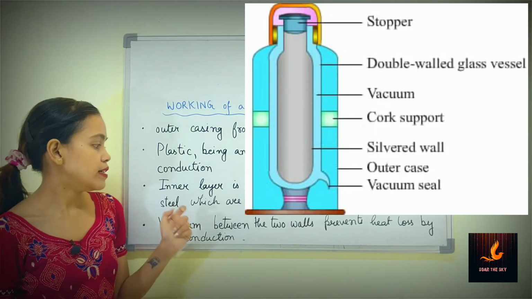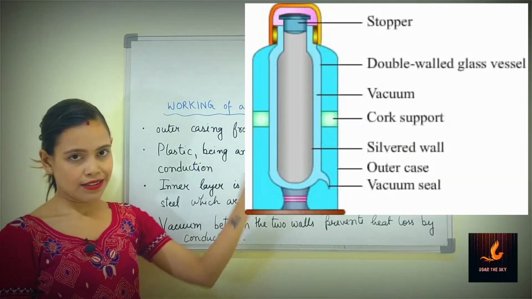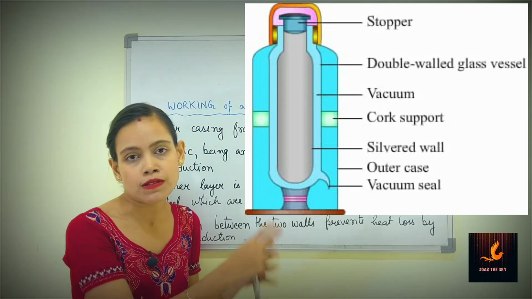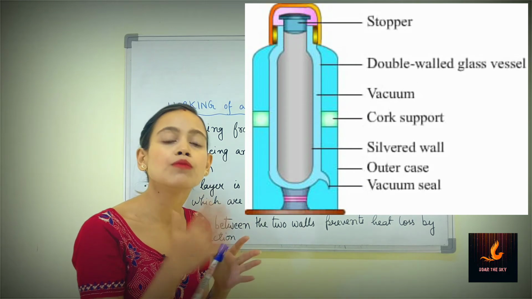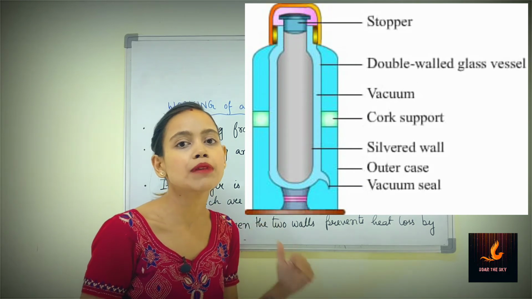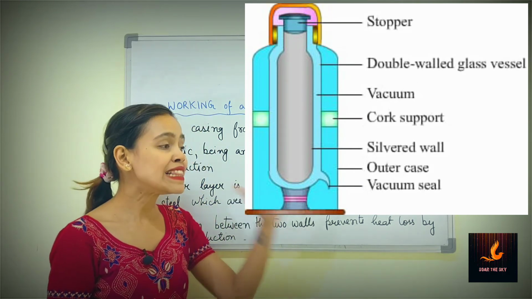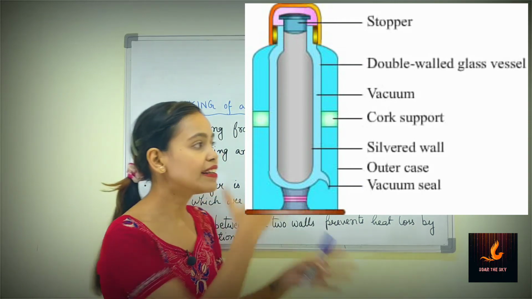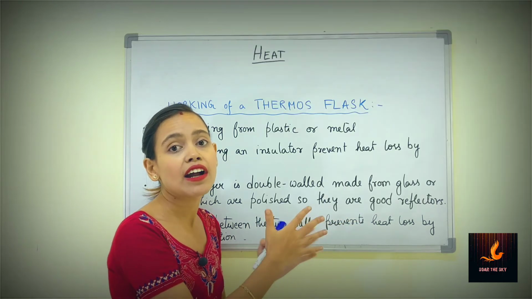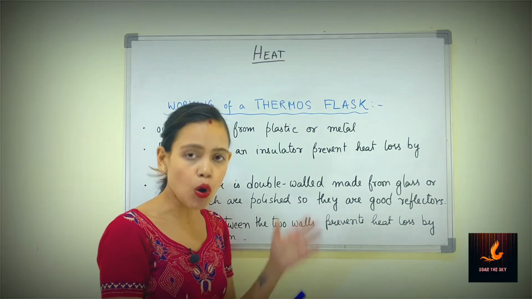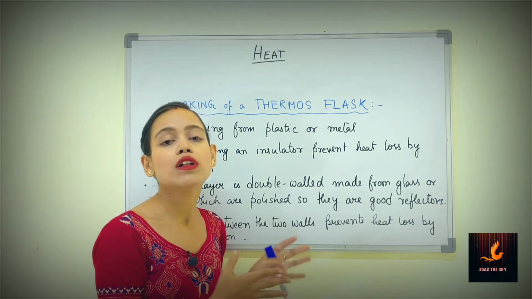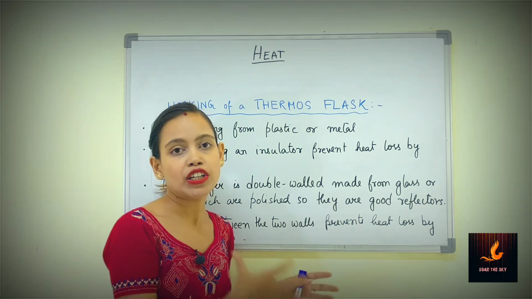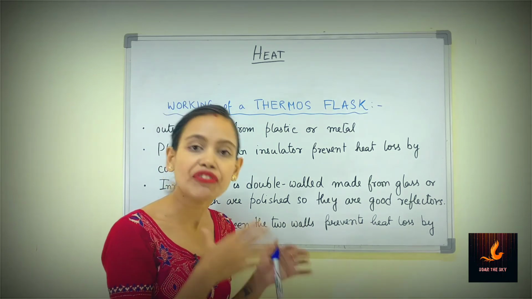The next point is the inner layer of the flask. If you see in the diagram, it is double walled. It has two walls, and it's mostly made from glass or sometimes made from steel as well. These two walls are polished a lot so that they are very shiny and they are very good reflectors. So they also prevent heat loss due to any kind of radiation.